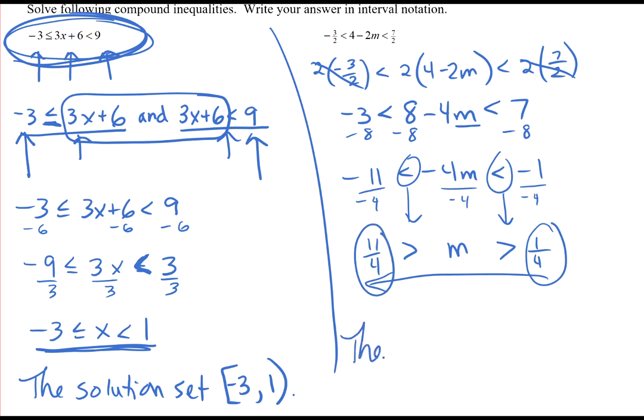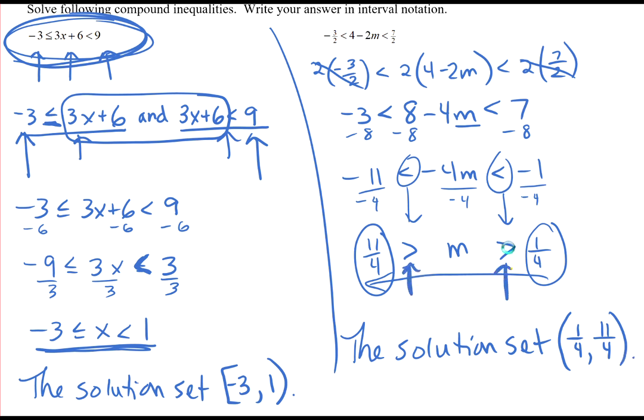So the solution set, and we always start with the low number with the solution set, would be from positive 1/4 up to 11/4. And I accidentally put a bracket there. Let's just erase that because there is no equals. So I should have a parenthesis on both. So 1/4 up to 11/4, not including either side because there is no equals on either side of this double inequality.